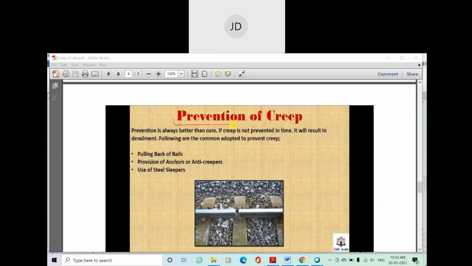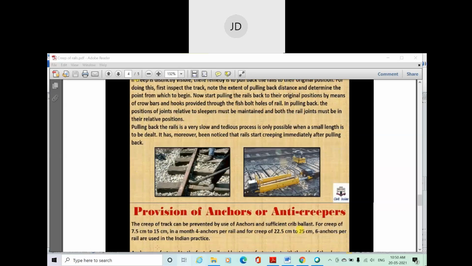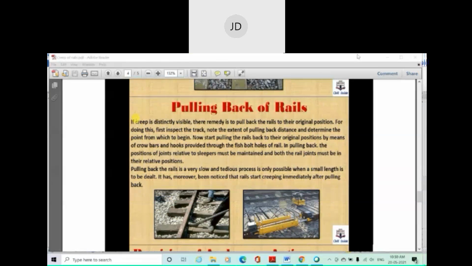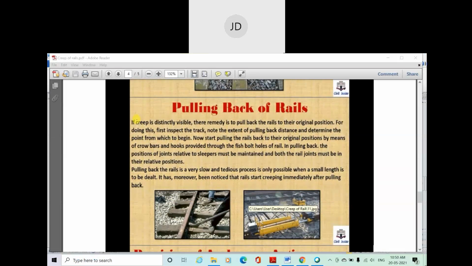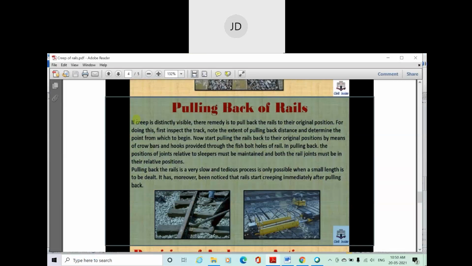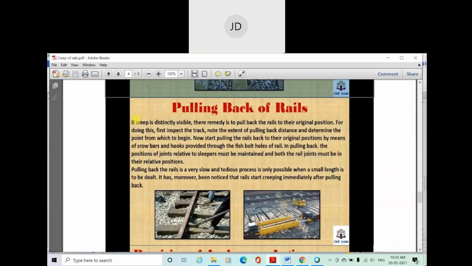Now about pulling back the rail, we already discussed, right? So here you can see pulling back of rail. It means suppose one rail is moved in a particular direction, we can pull it back to its original position by using some apparatus. Here you can see some apparatus is given. At this point the machine is fixed, and from this direction, with the help of this apparatus, the rail is pulled back.